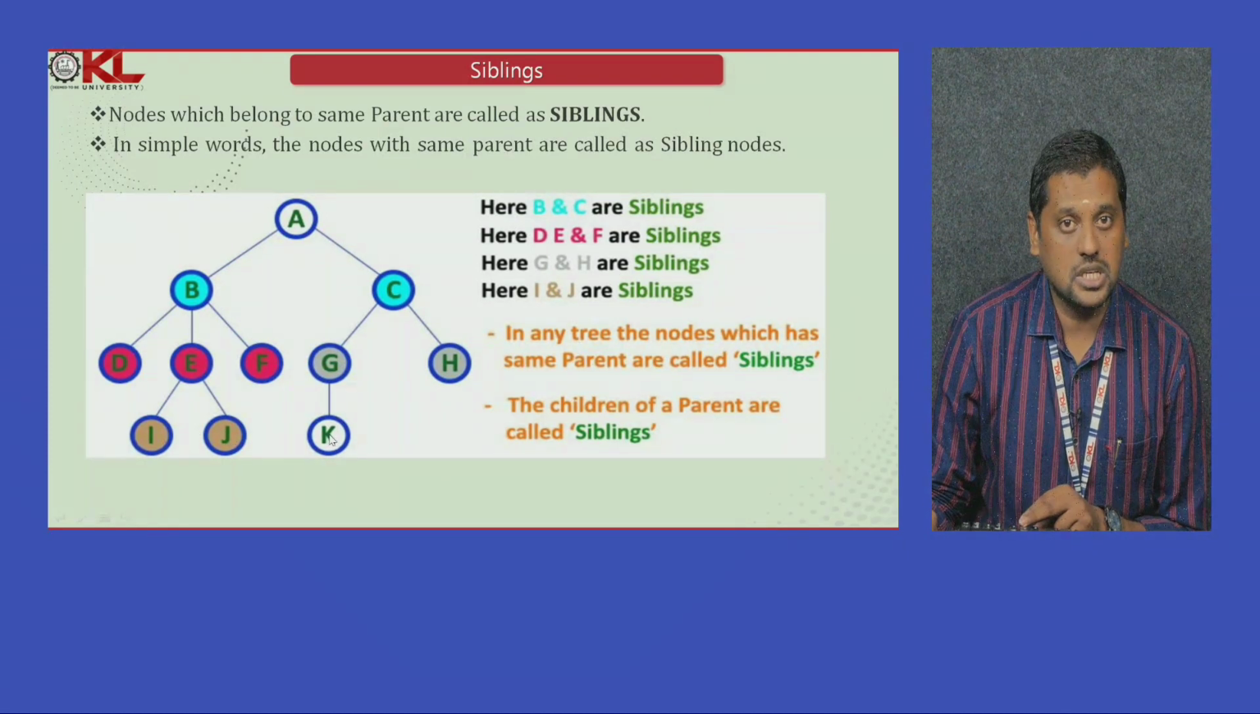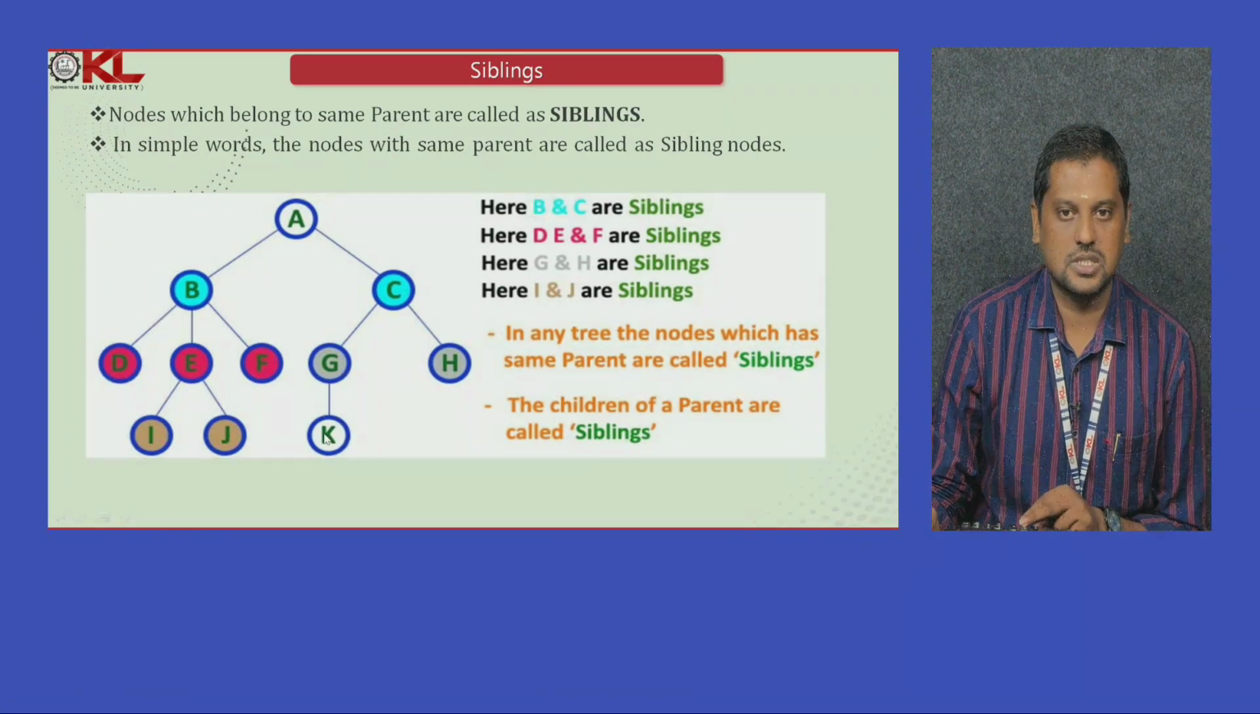Here K cannot be a sibling node. Why? Because this particular node is a child node which has no sibling. The parent node of K is G. So this node has no siblings.